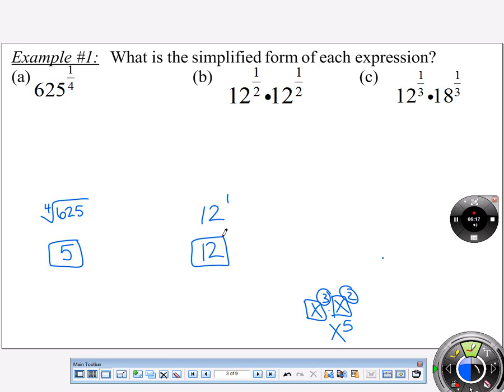All right, so what about part C? We have 12 to the 1/3 times 18 to the 1/3. Any ideas on how we're going to simplify this? It's different than part B because they don't both have a base of 12. So are we out of luck, or is there something we can do?